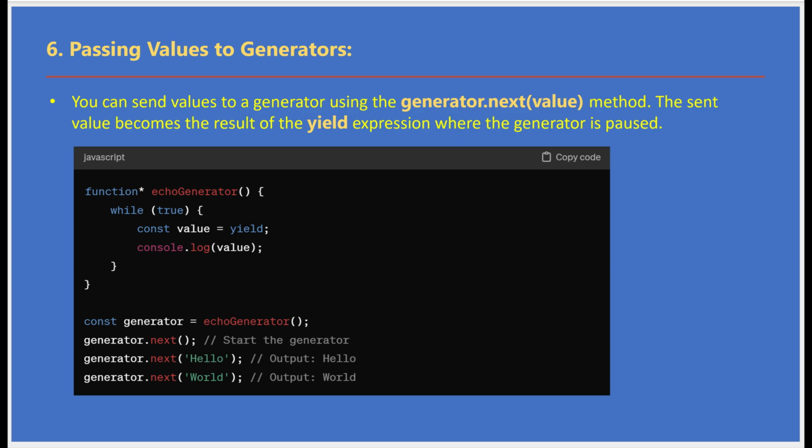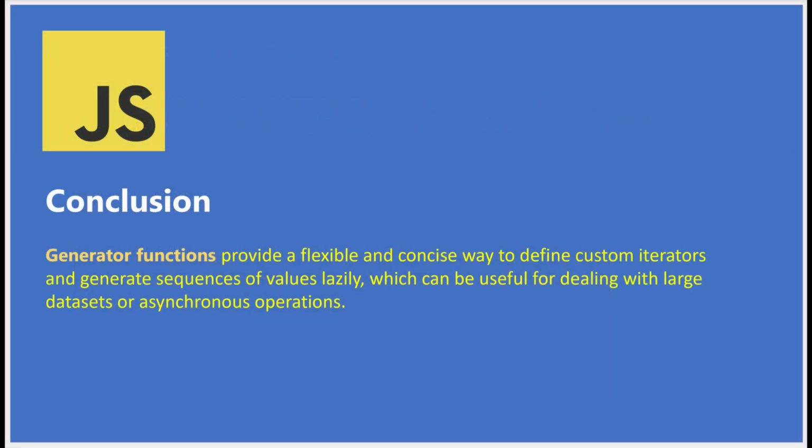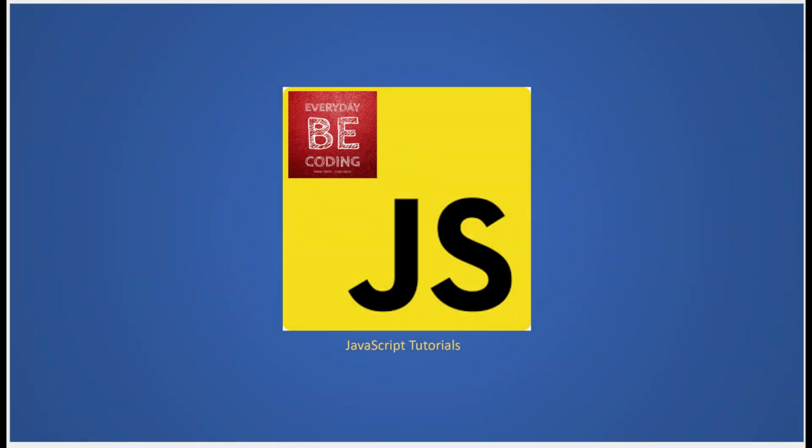So what's the takeaway from all this? Generator functions in JavaScript provide a flexible and concise way to define custom iterators and generate sequences of values lazily. This can be incredibly useful when dealing with large datasets or asynchronous operations. So, the next time you find yourself needing to generate a sequence of values in a controlled manner, remember, generator functions are your friends. They offer an elegant solution to pausing and resuming functions, yielding values one at a time and handling large, complex datasets with ease.